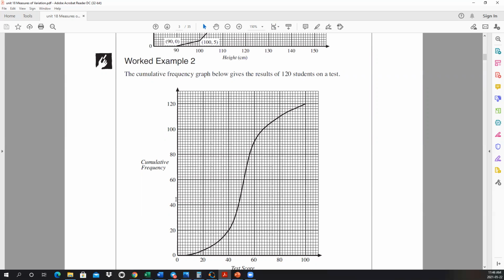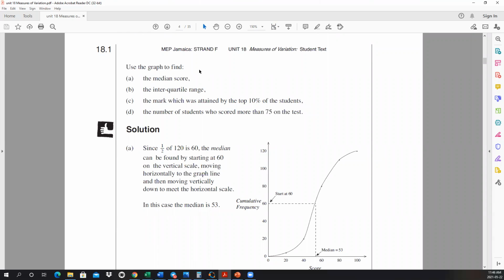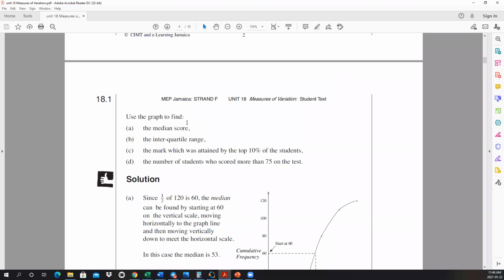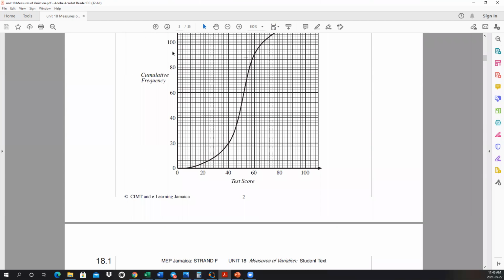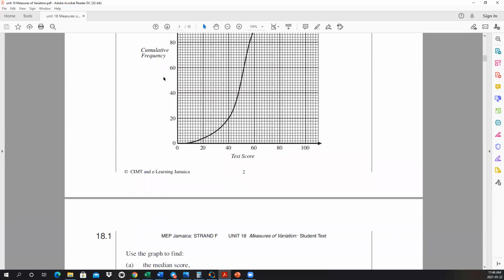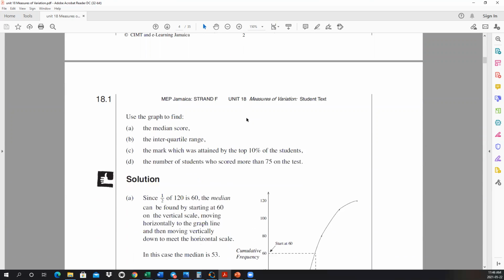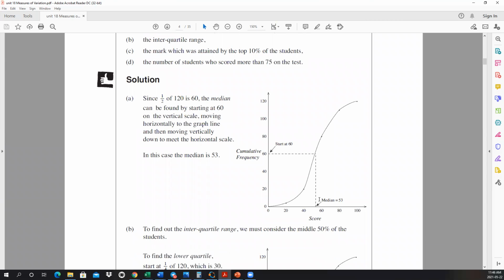score. Let me say it another way. You want to find the score that lands in the middle, right? So you know that there are 120 scores, and you want to find the score that lands in the middle. So you're going to say, all right, halfway is right here. You go across, touch this line, and you come down. So you can say the student in the middle, his score was, this looks like about 50 something. Let's see. So it said 53.